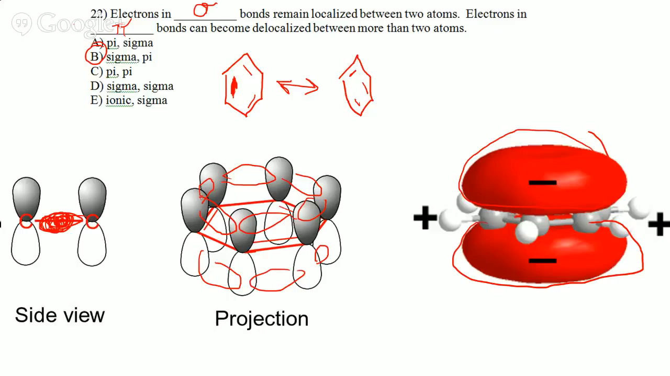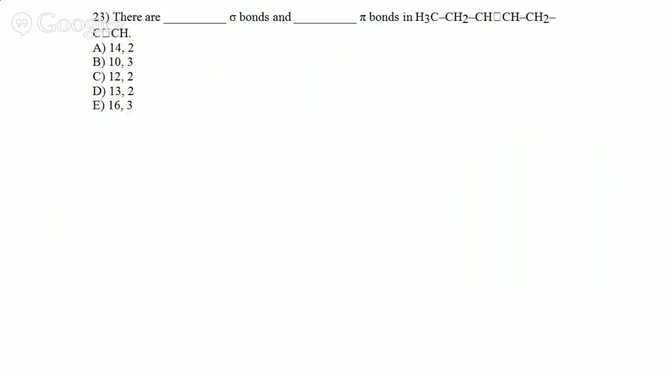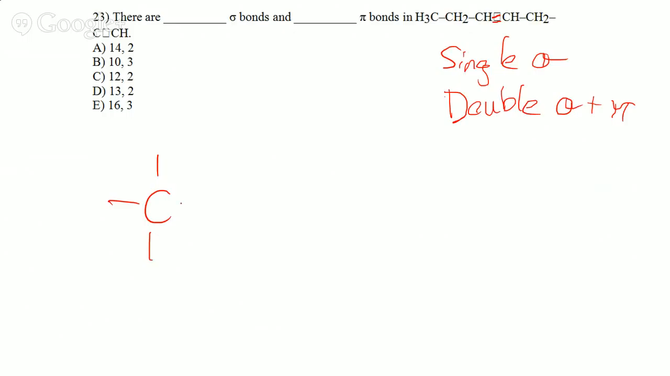The next question, if you ran into trouble, like, oh wait, nope, not this one, sorry. So there are blank sigma bonds and blank pi bonds in this molecule. And remember that those boxes are supposed to be double bonds, right? So every single bond is a sigma bond, and every double bond is a sigma and a pi. So it would probably help to draw it out. So when in doubt, draw it out.